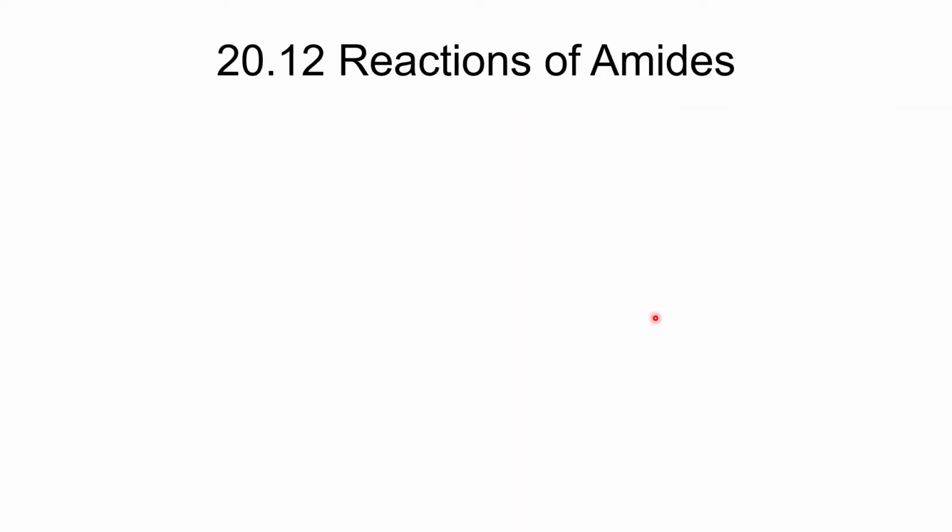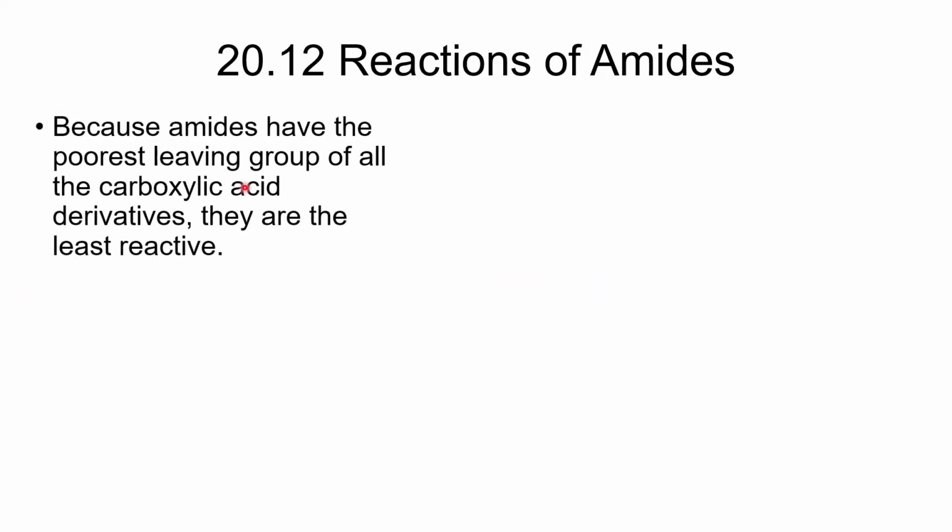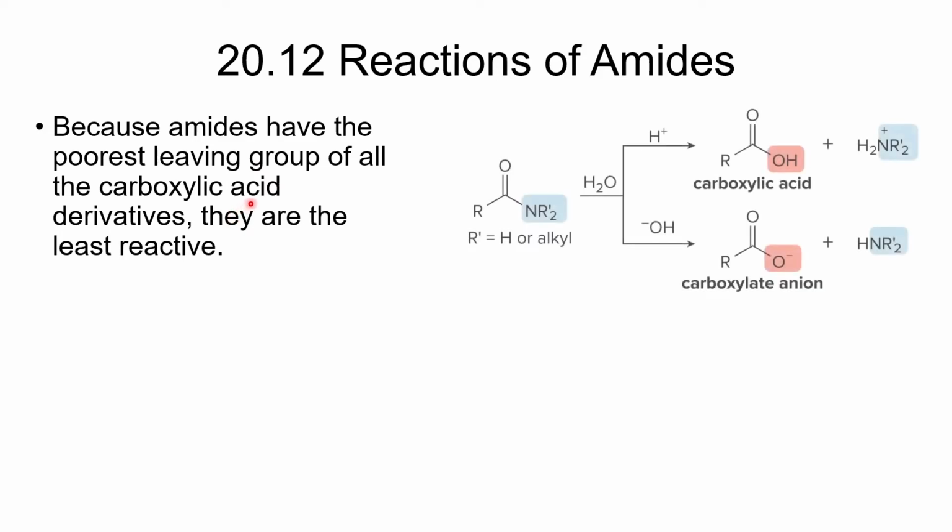All right. So we're now going to look at our last section. And in this last section, we are going to do the reactions of amides. So amides happen to have the poorest leaving group of all the carboxylic acid derivatives. They're the least reactive. Really, there's not a whole lot of options to do with them except hydrolysis.